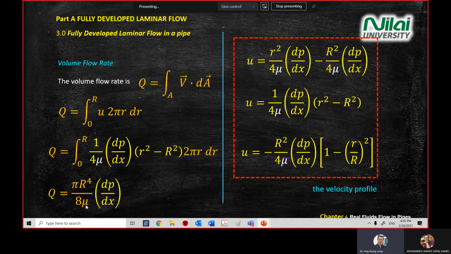This mu is the dynamic viscosity. Don't confuse it with the kinematic viscosity. This is the dynamic viscosity that you use to calculate the Reynolds number and the graph in Appendix A. Then you multiply by dp over dx, which you calculate from the mathematical model. All right. So far, any question about how to find Q, the volume flow rate? No, sir. Right. Good.